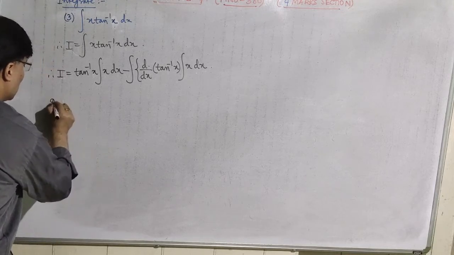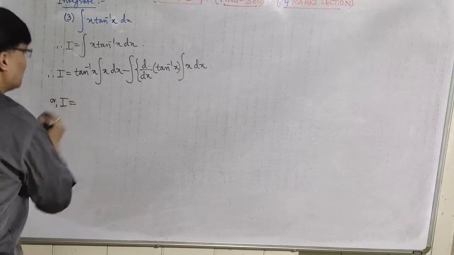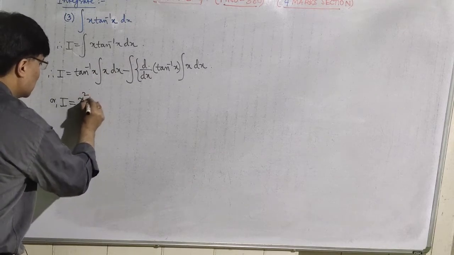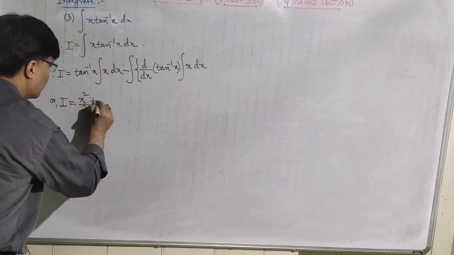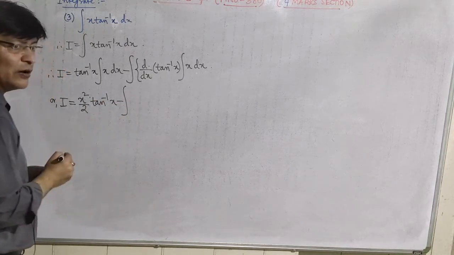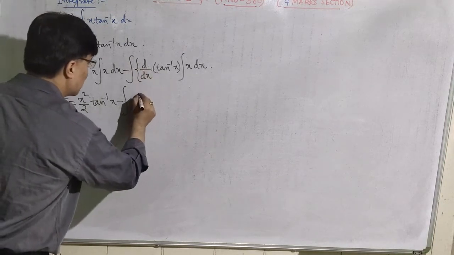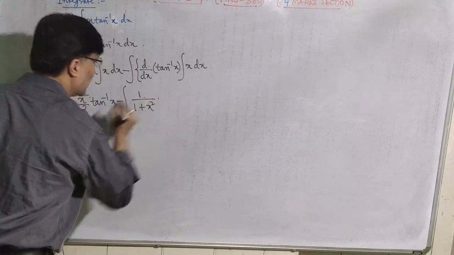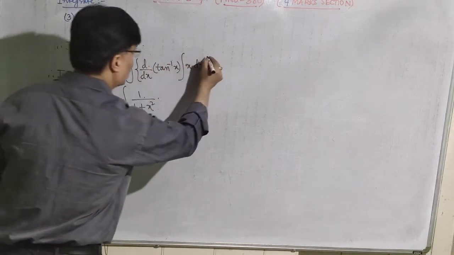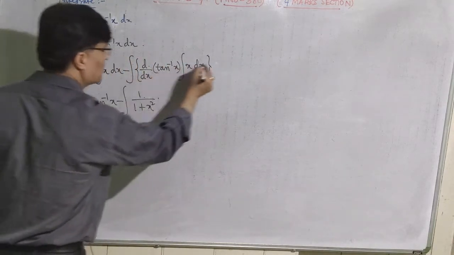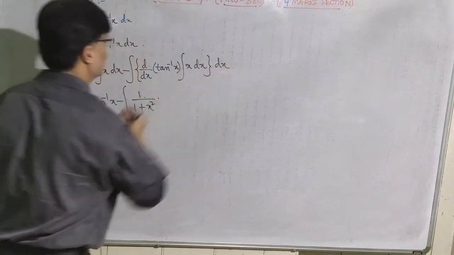Okay. So I is equal to, let us first integrate. What is integral x dx? This is x square by 2 tan inverse x minus integration of, what is d by dx of tan inverse x? It is 1 upon 1 plus x square into, now here the second bracket is closed, and you have to write dx for this integration. That is your dx, right?